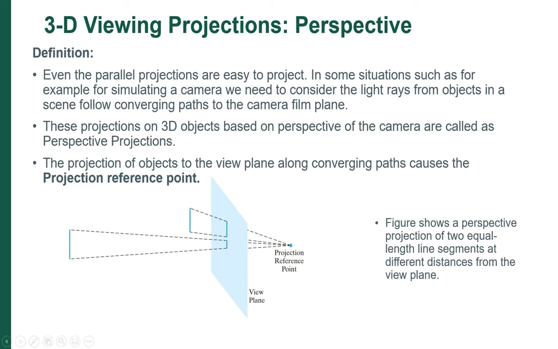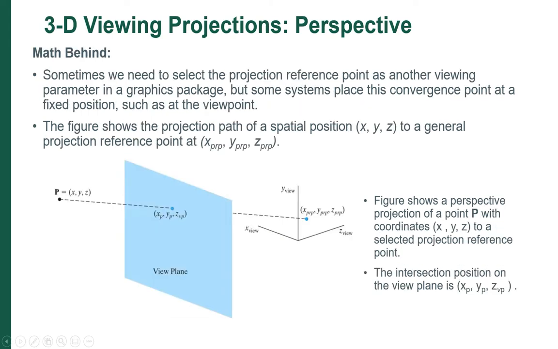Here you can see the projection reference point. This projection reference point is where the projection of objects to the view plane along the converging paths meets. This figure shows two equal length line segments at different distances causing different lengths on the view plane, and they converge at the projection reference point. There is also some path behind here.